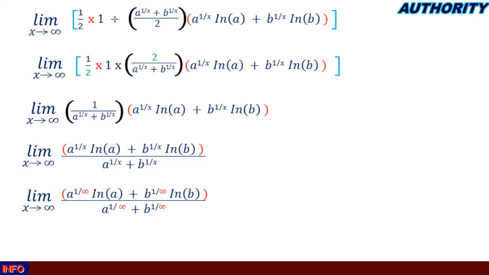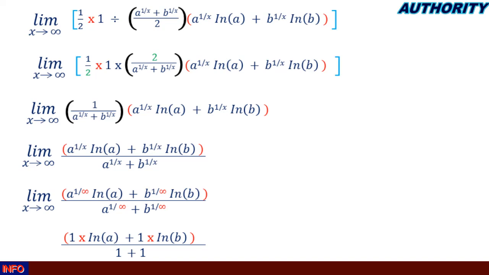All right, good. Now look at it. Anywhere you see 1 over infinity is 0. So here where we have 1 over infinity, the value is going to give us 0. In the first place, we have a raised to the power of 1 over infinity, which is a raised to the power of 0. That is going to give us 1, because any number raised to the power of 0 is what?